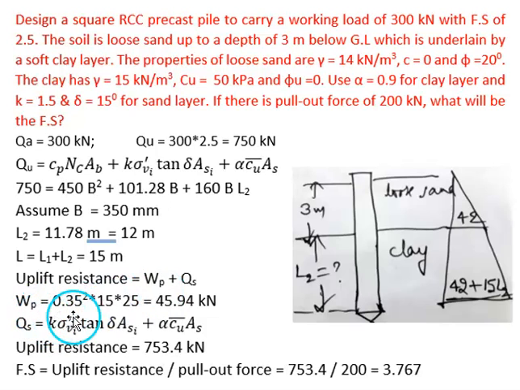The weight of pile equal to 0.35 square into 15, which is the length, multiplied by the unit weight of concrete. Then frictional resistance is the sum of these two terms, and then we can find the uplift resistance, which is equal to 753.4 kilonewton. So the factor of safety with respect to pull-out force equal to uplift resistance divided by pull-out force, which is coming as 3.767.